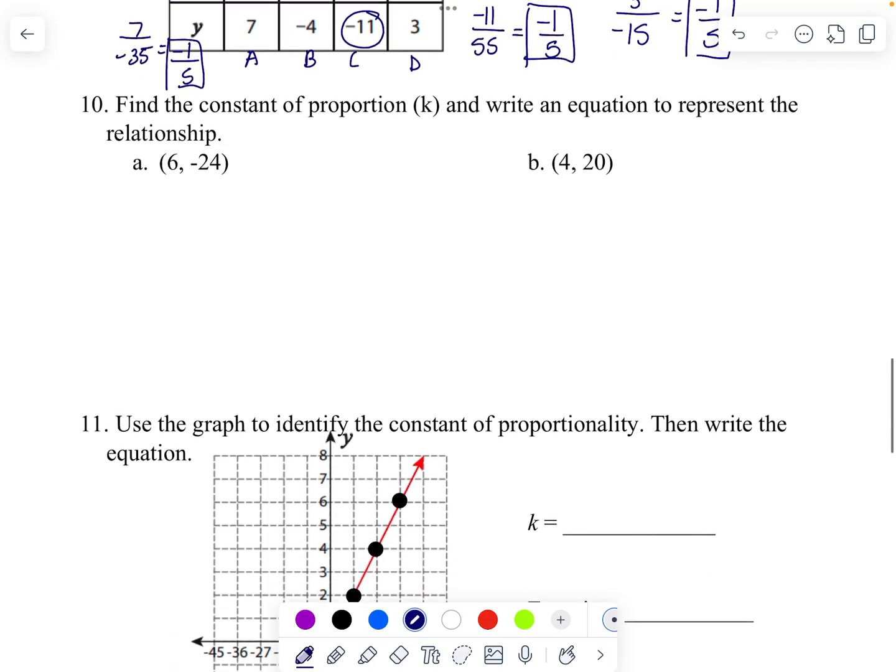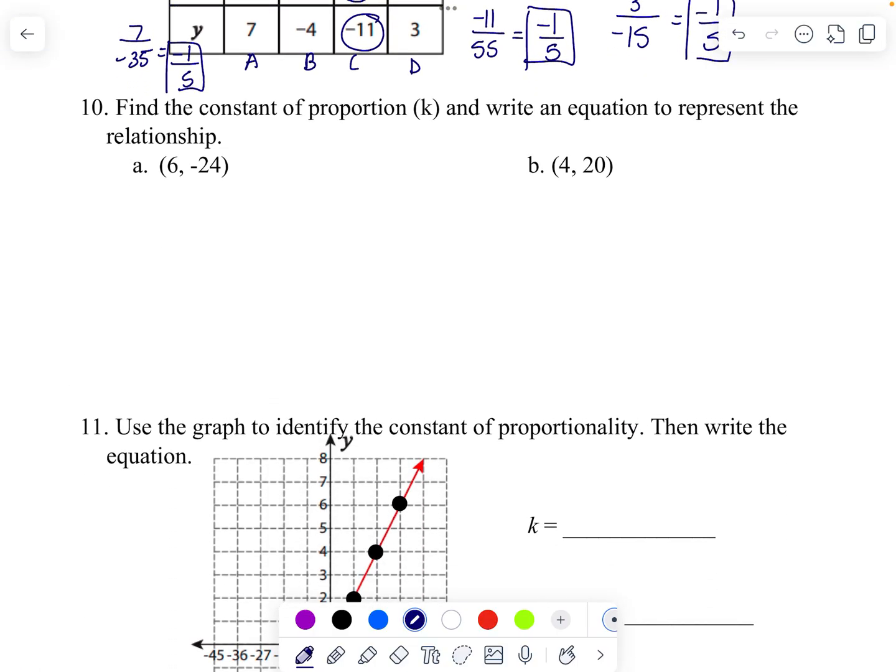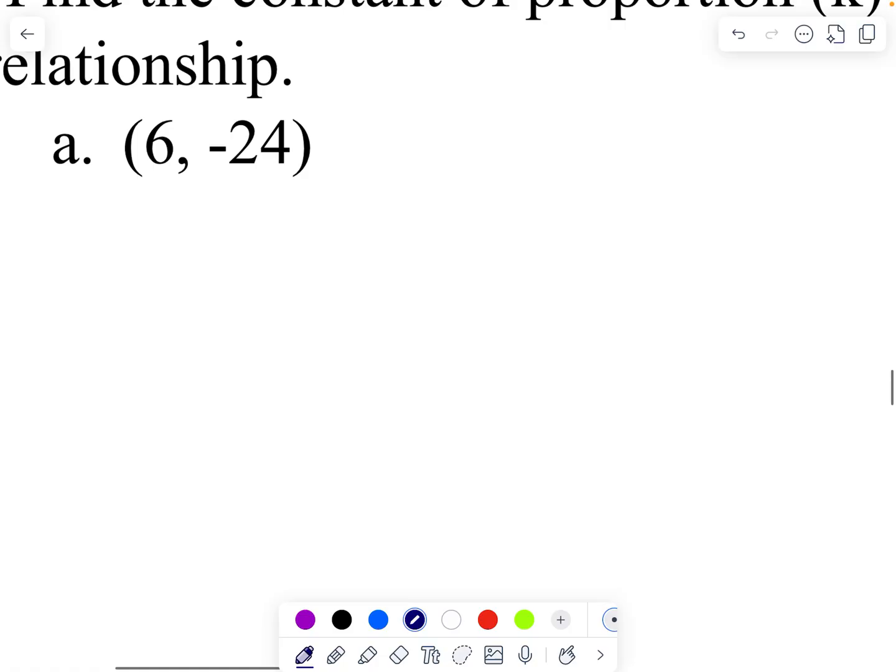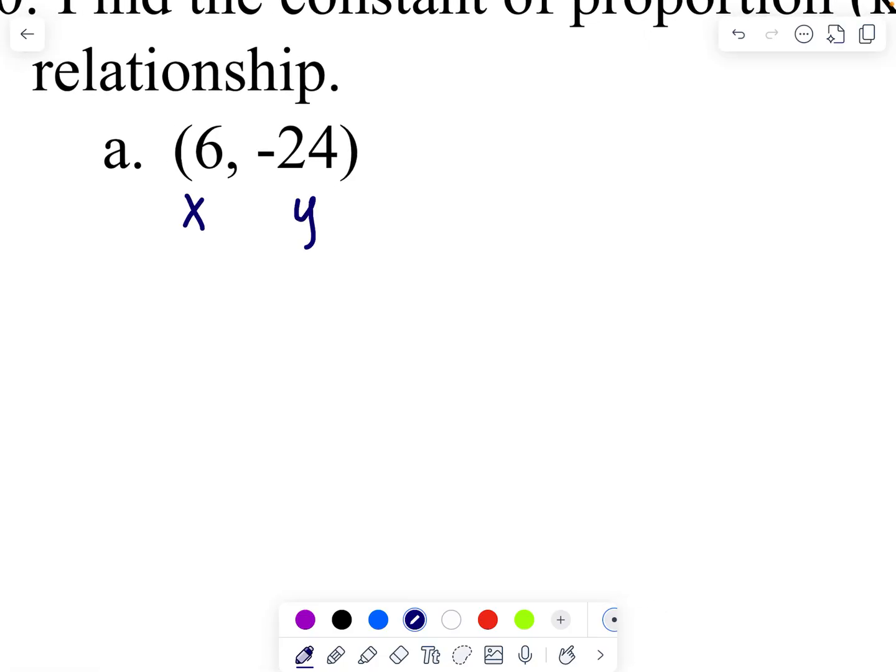Okay. Next one, it says find the k. Again, these are very repetitive questions. This time also write an equation to represent it. So make sure you know that for a point, you have an x and a y. So if I'm looking for k, I need to do y over x. So in this case, y is negative 24 and x is 6.